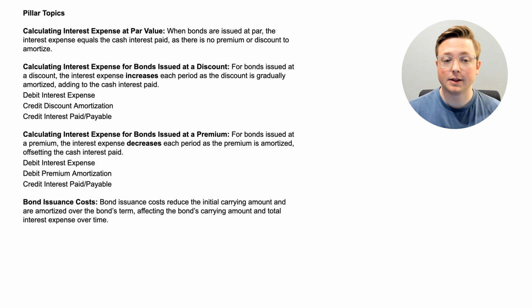All right, here we are at the pillar topics. Again, just a summary in your own words of the most important things you learned from the questions. You might summarize it a little bit differently than me, but this is what I have right here. Calculating interest expense at par value. This was the easy one at the beginning. When bonds are issued at par, the interest expense equals the cash interest paid, as there is no premium or discount to amortize. So interest expense is equal to cash interest paid. It's the same thing when it comes to par value.